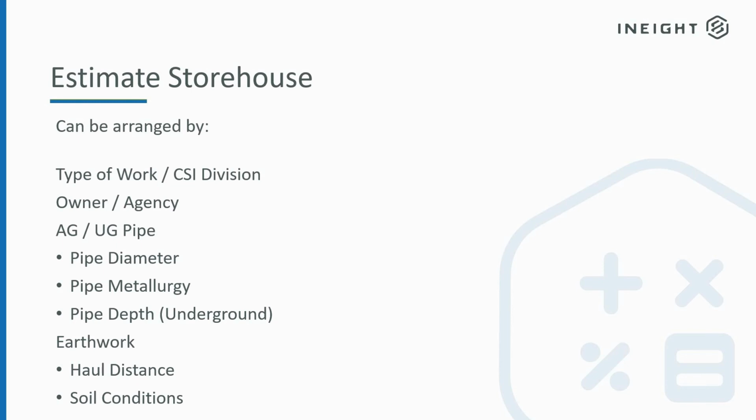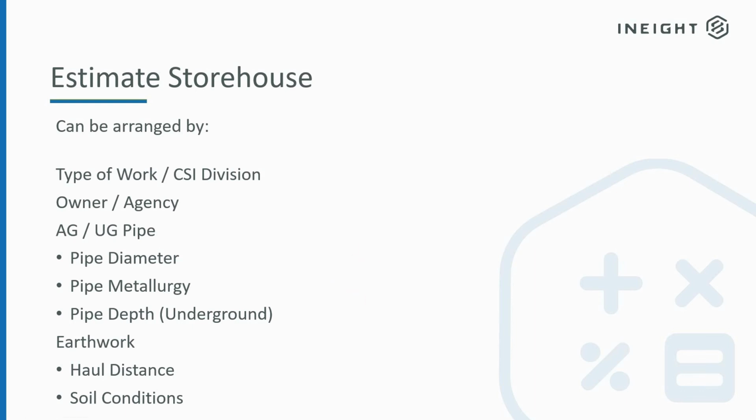If they're doing underground pipe, maybe they have a different setup that they would use for something that's deeper than 8 feet versus something that's between 2 and 3 feet deep. Those of our customers that do a lot of earthwork, maybe they want their storehouse to be arranged by things like soil conditions or haul distances. Maybe for short hauls we can use scrapers, and for longer hauls we want to use backhoes and trucks, etc. So that can all be preset, and again, these can be organized so that they're easy to find what you're looking for. So let's jump into the live tool and see an example of this.